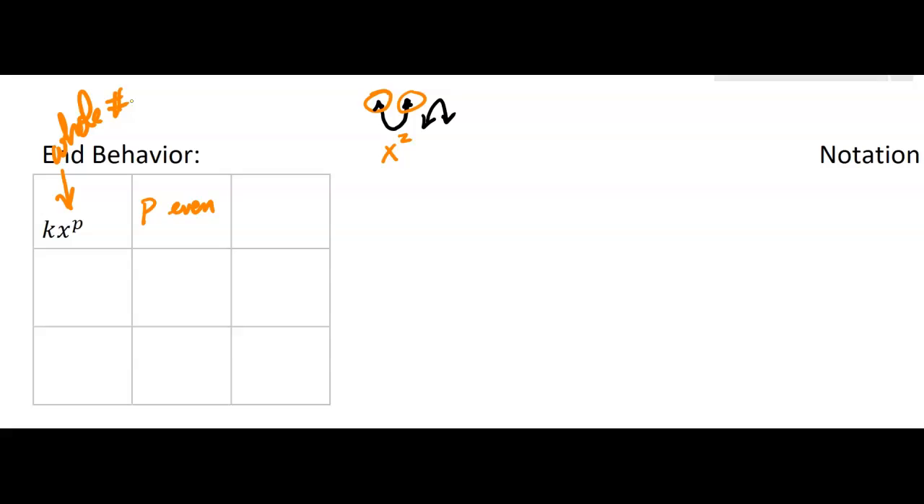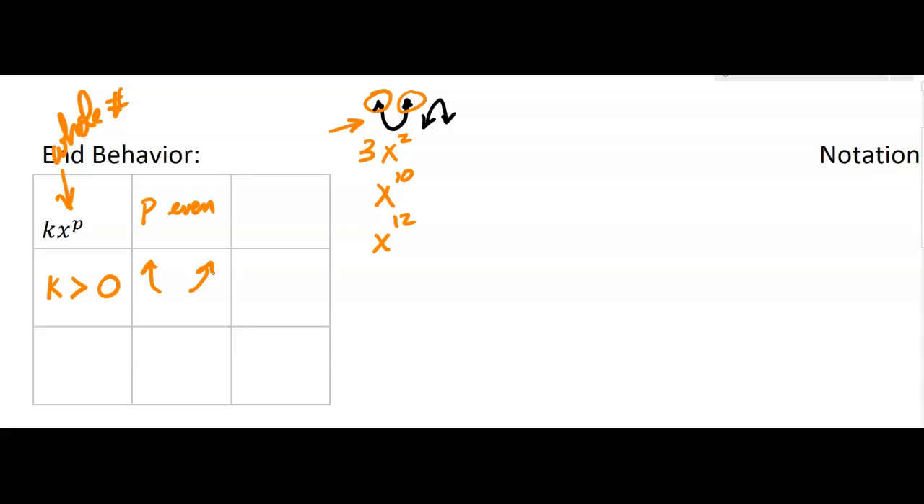So that's if p is even. So let's say it's x to the 10th power or x to the 12th power. Those are all power functions with even powers. So that would be the p being even column. Well, the end behavior then depends on the coefficient. So let's say you have a positive number here, 3x squared. So if k is greater than 0, then it's going to be this case right here. It's going to go up this way and up that way.